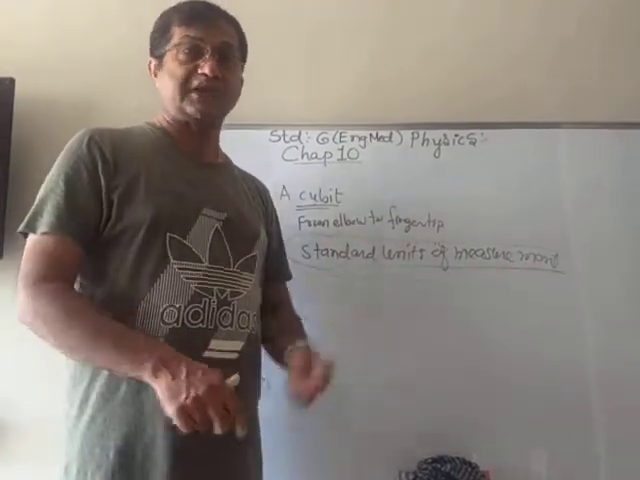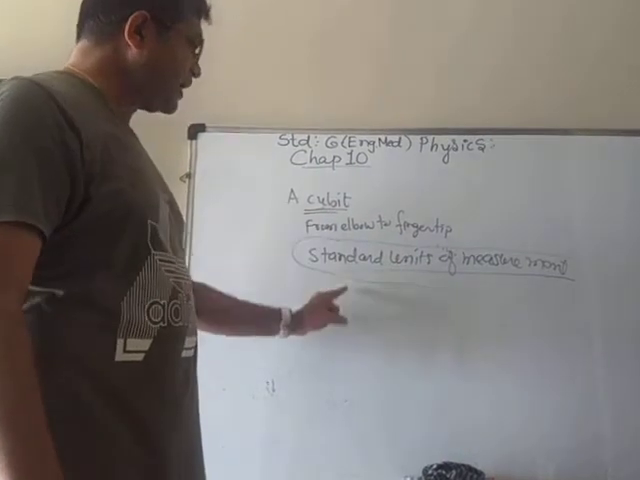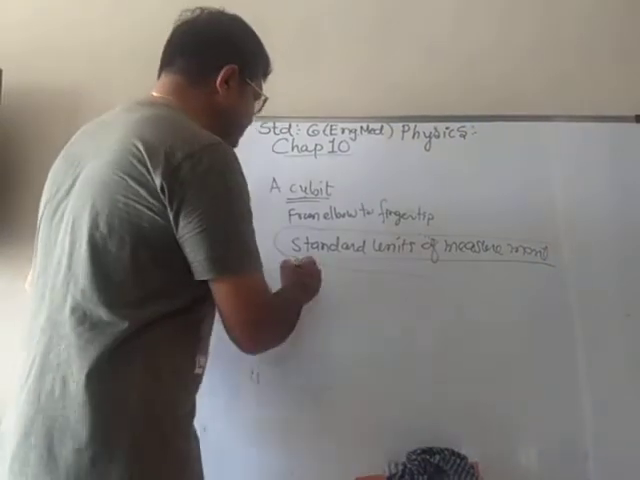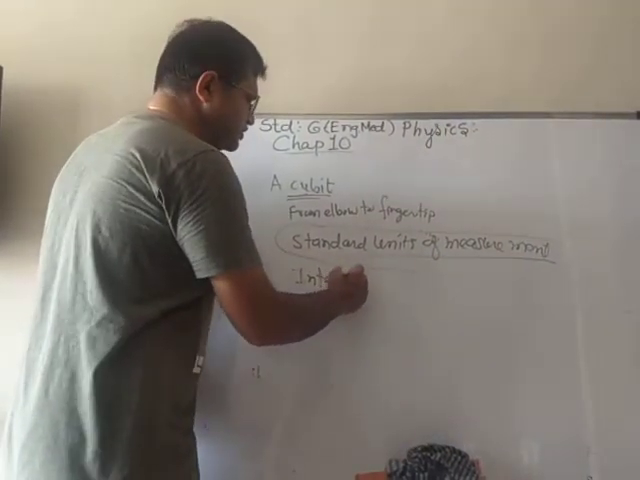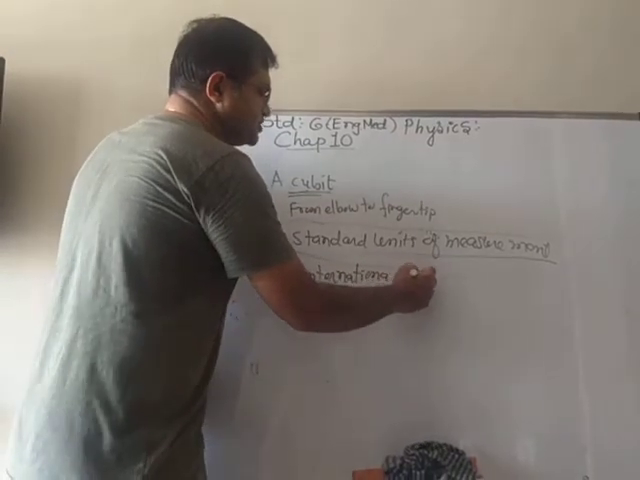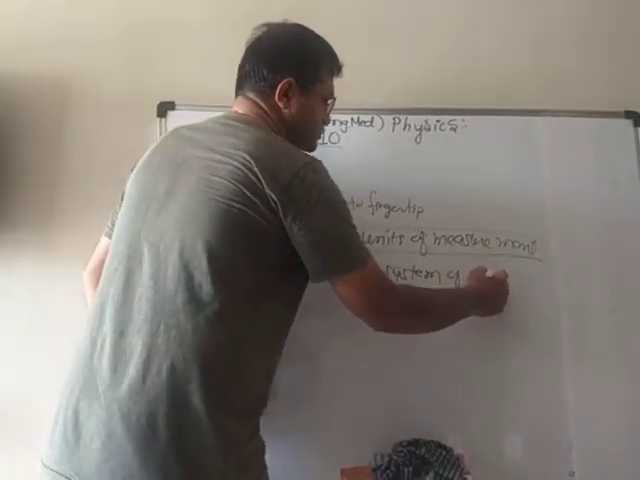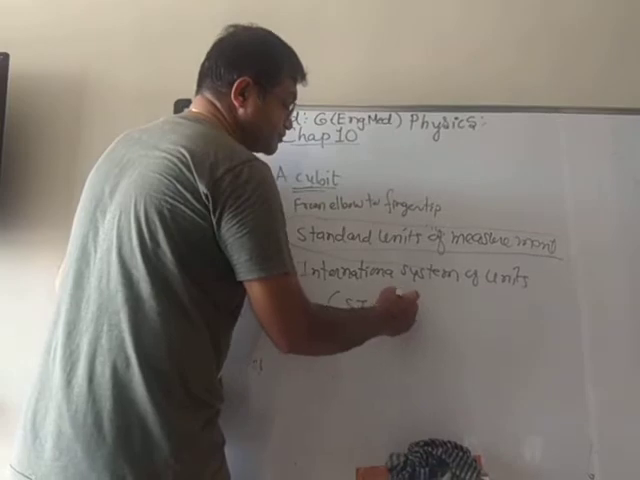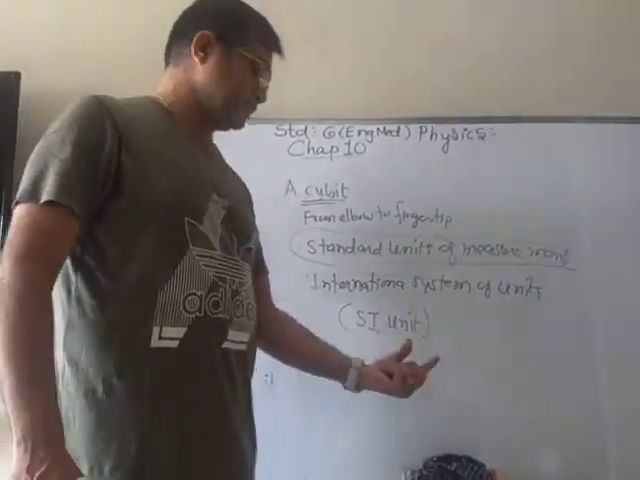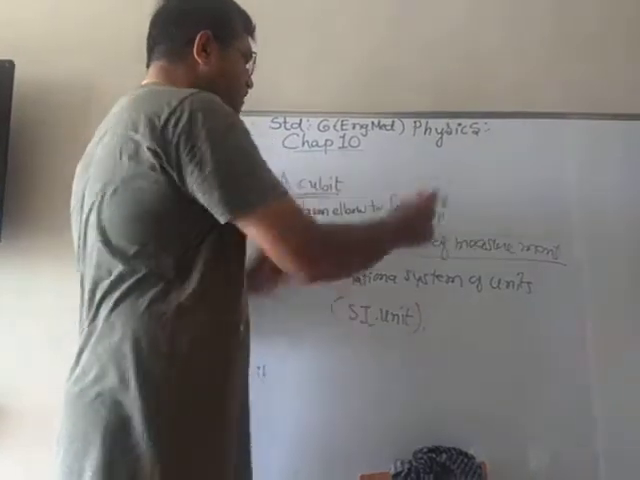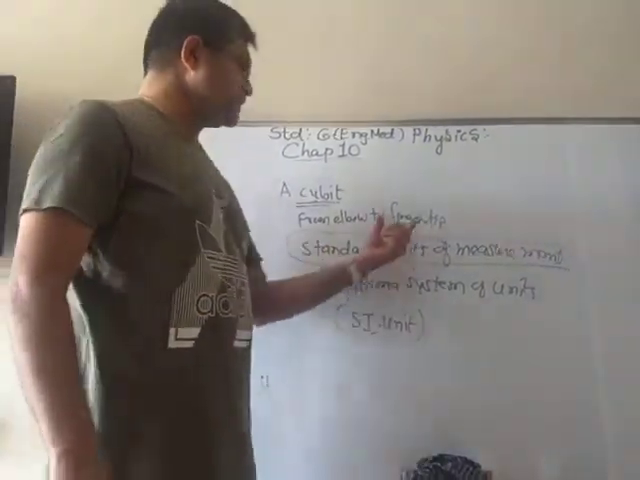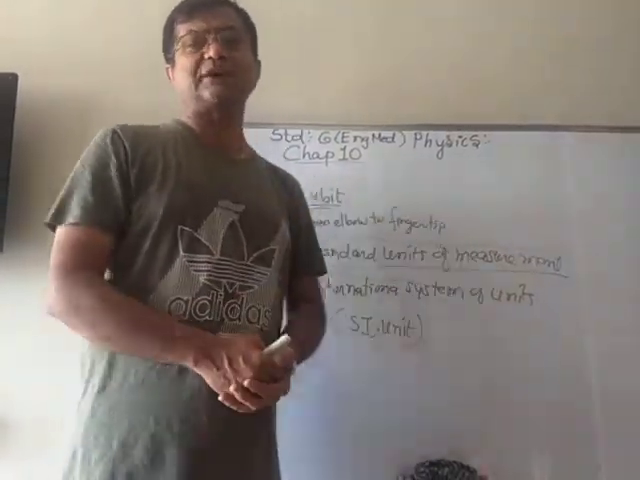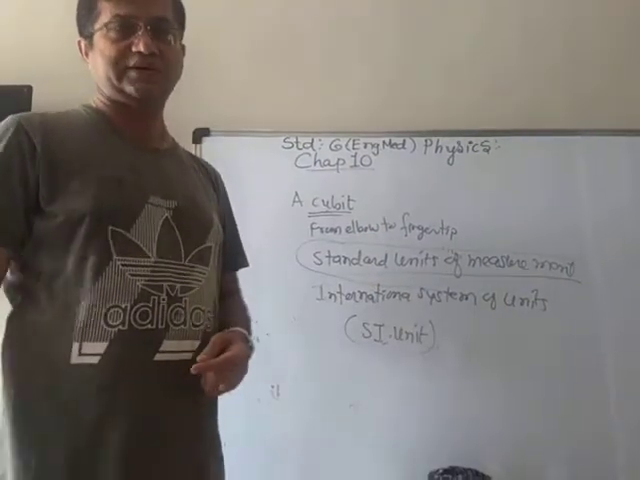Whatever measurements there are, they accepted a set of standard units of measurement, and that is known as the International System of Units, which in short we call SI unit. So this set of standard units of measurement is known as the International System of Units, in which the units for different measurements are accepted internationally.